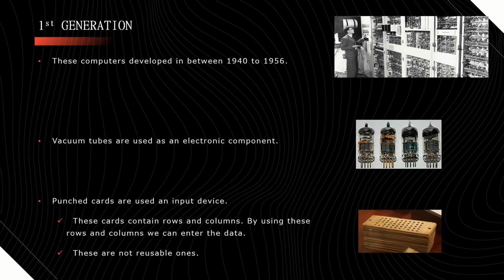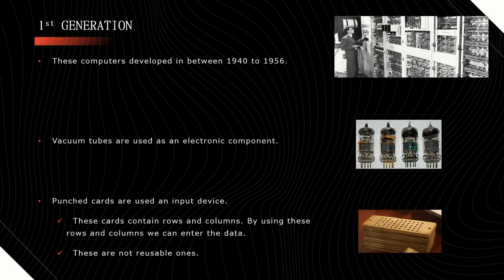In first generation computers, puncher cards are used as an input device. Puncher card contains rows and columns on its surface. When we keep these cards inside the puncher machine, then that puncher machine makes holes on these cards to represent the data. These are not reusable ones.